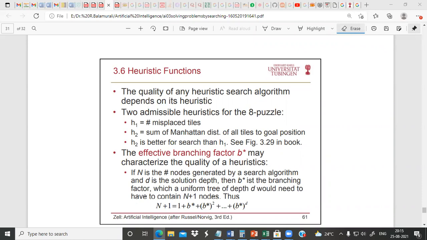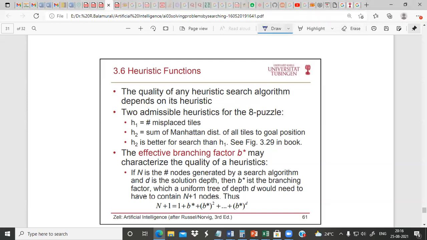So, in the last lecture, we discussed various uninformed search techniques. We also discussed informed search techniques, that is the heuristic search algorithms. So, in this lecture, we'll be discussing the importance of the heuristic function.